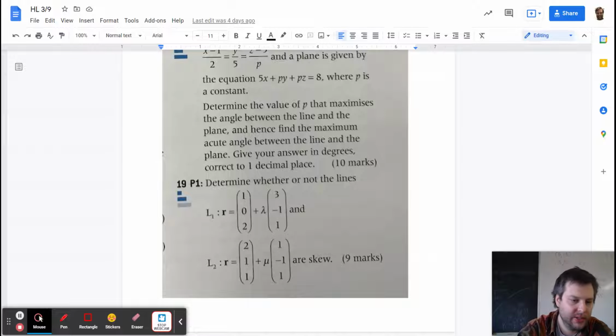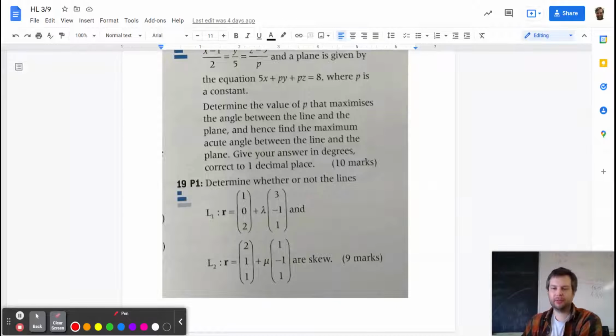Right, we have reached the end. I believe I have done all of the problems for you. So, problem 19, the last one, we are determining whether or not two lines are skew.